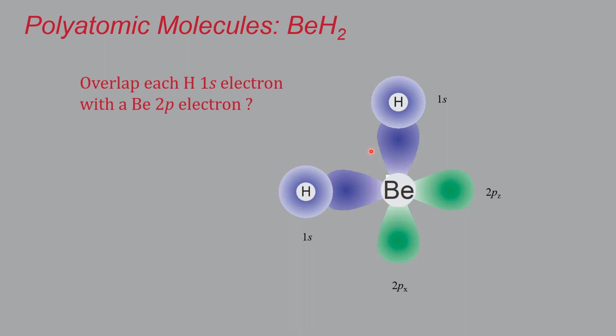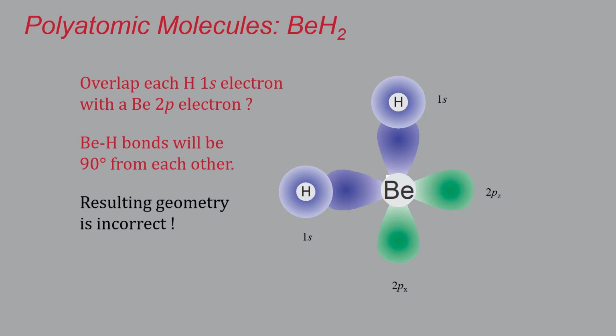Now, this tells you that both of these Be-H bonds are going to be identical because they're both hydrogen 1s, beryllium 2p overlap. So they'll be the same length, they'll be the same strength. But they will be 90 degrees away from each other because that's the relative orientation of those p-type electrons. And that is incorrect. So this is not the way to put beryllium dihydride together because that structure is not what nature says it is.